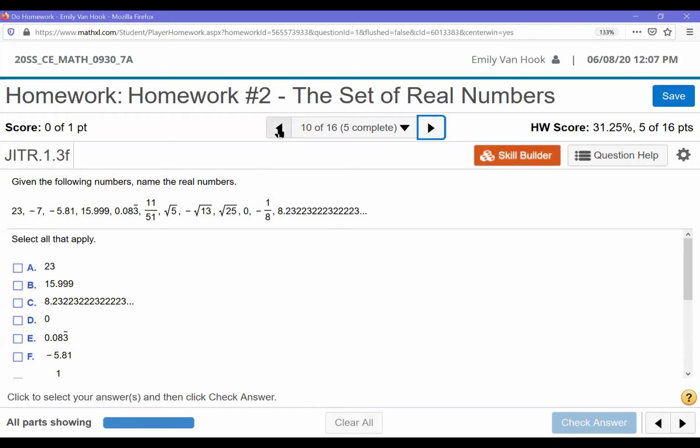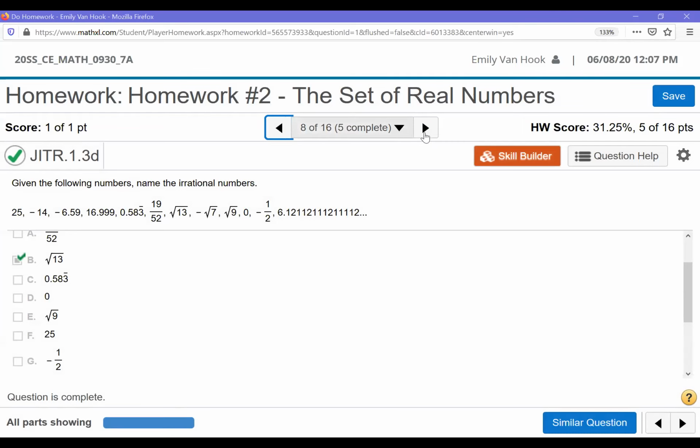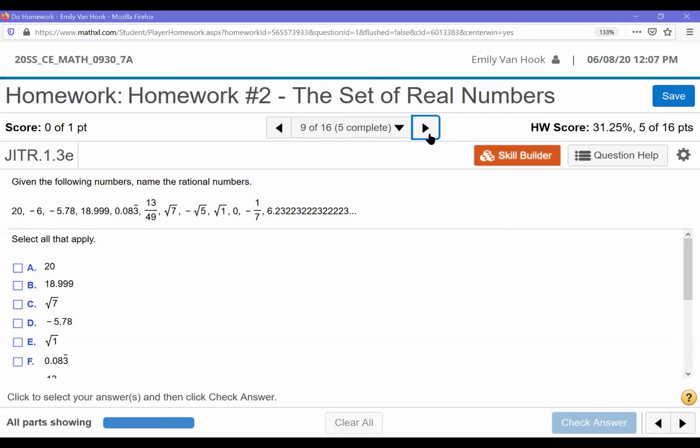I think I just clicked similar exercise by mistake. Let's see. No, I didn't. Okay, so we did, sorry about that. We did number 8, irrational. Number 9 would be rational. Okay, so that would be everything except for the irrational numbers.